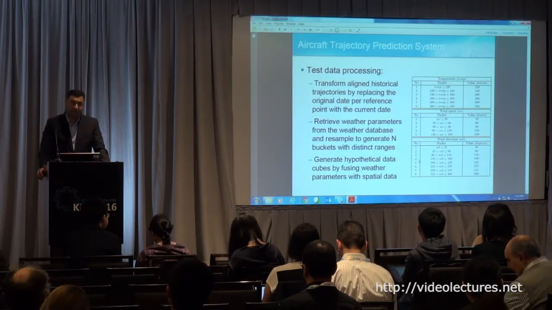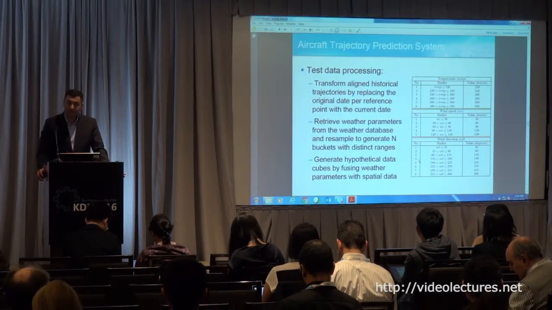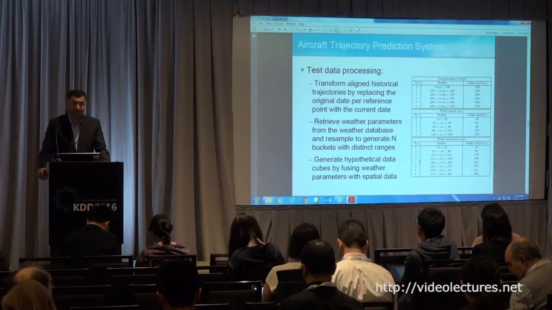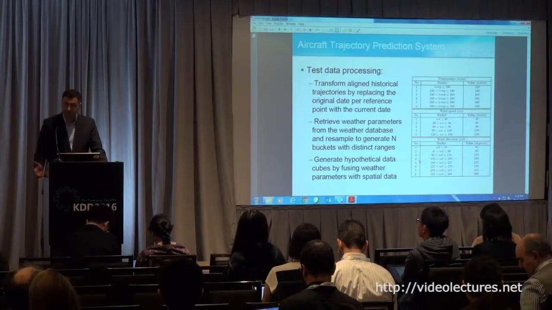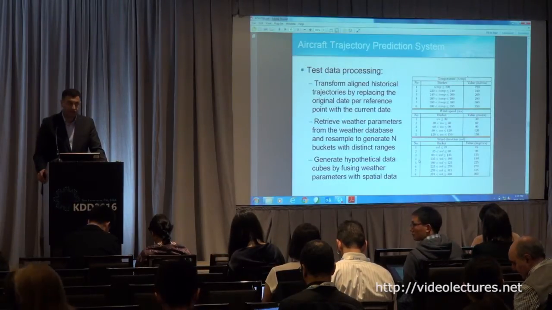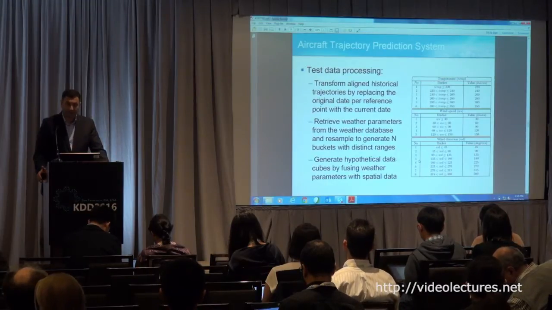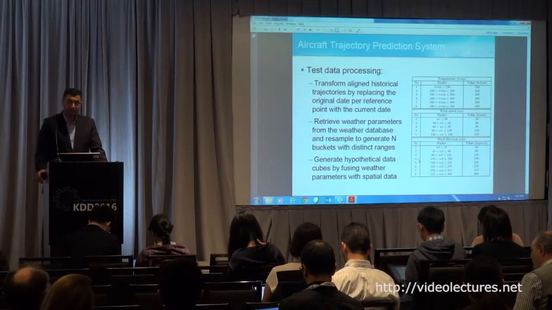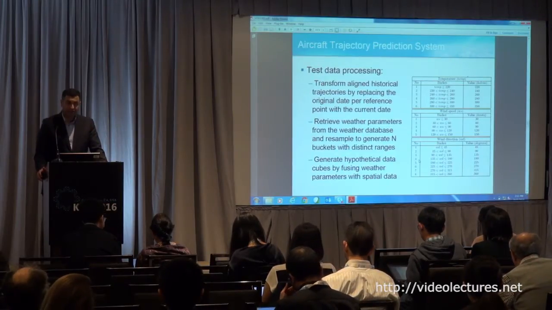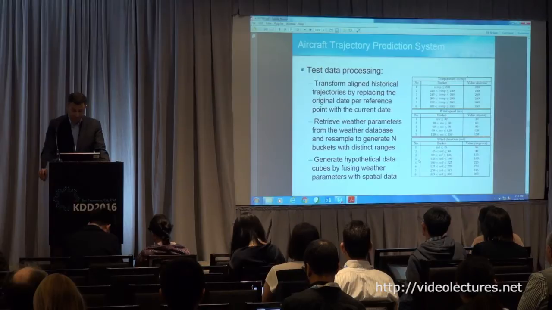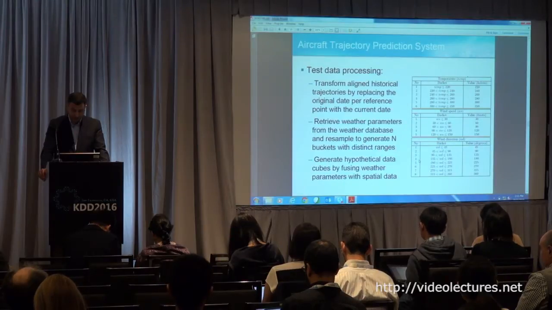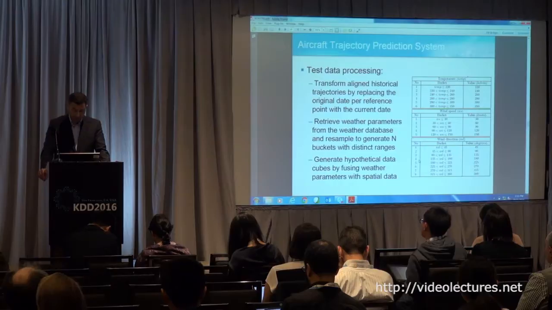I mean, we approximately do know. Let's consider the case, which I'll talk about in detail, where I fly from DC, IAD, Dulles Airport, to San Francisco Airport. We kind of know what the airspace is going to be based on the historical trajectories, but we do not know what it may be today. So we need to predict the weather observations first, then find or compute the pertinent trajectory segments. For that reason, we treat the historical observations as if they are current. And then we generate hypothetical data cubes by fusing weather parameters with spatial data.